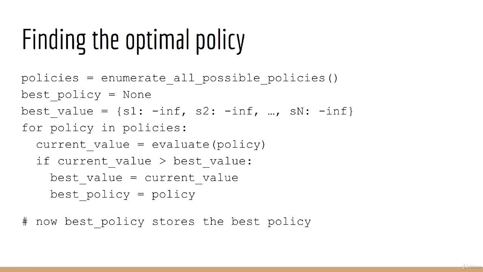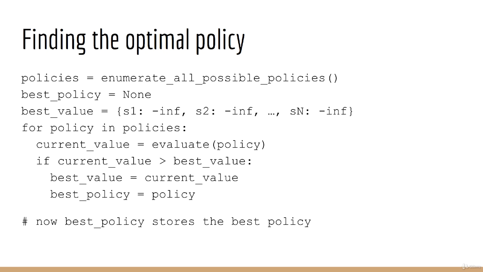Then, in a loop, we can test each policy. So first we call a function to find the value for the current policy. So that's the evaluate function. Remember that, as we discussed earlier, this is just a linear algebra problem. Then, once we have the value function, we can compare it to our current best value function. If the new value function is better, then we make this the new best value function and make this policy the new best policy. When we are done looping through all the policies, we have found the optimal policy.